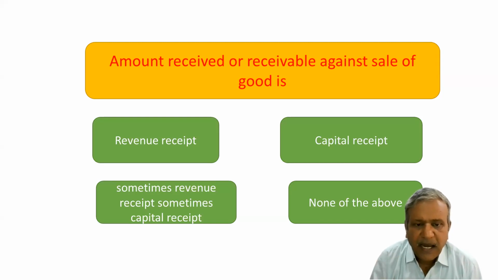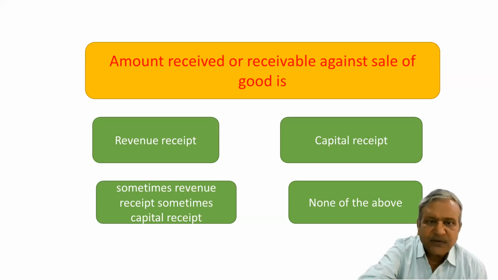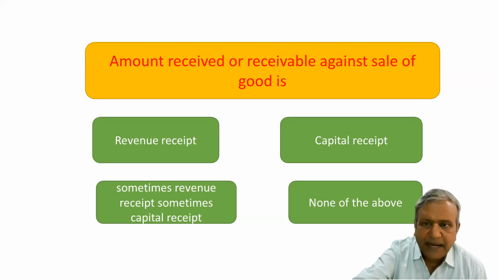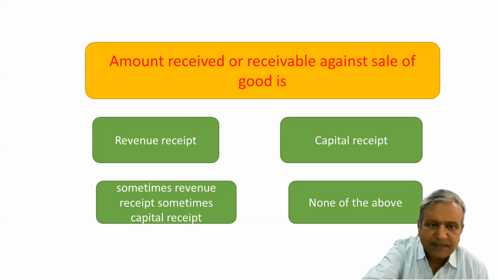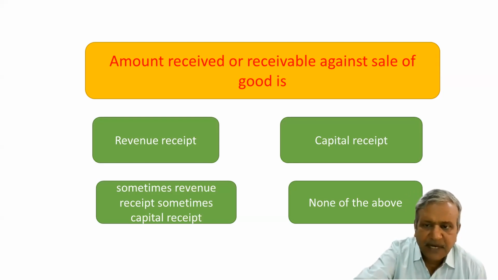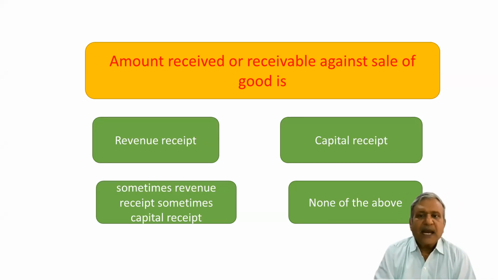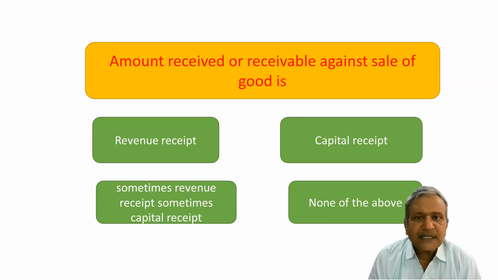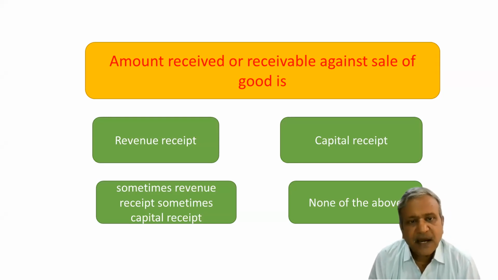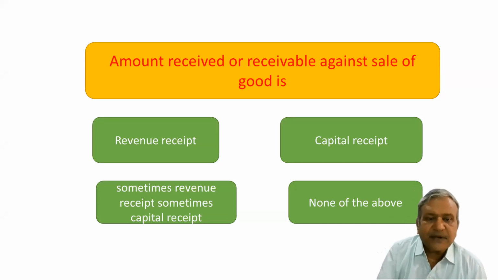What we do, I'll give you the number. First one, revenue receipt. Number 2, capital receipt. Number 3, sometimes revenue or capital, and none of the above is 4. Okay, now I'll give you the answer. That is called a revenue receipt, because the main business of the organization is sale of goods. Whatever amount is received or receivable against the sale of goods is called a revenue receipt.